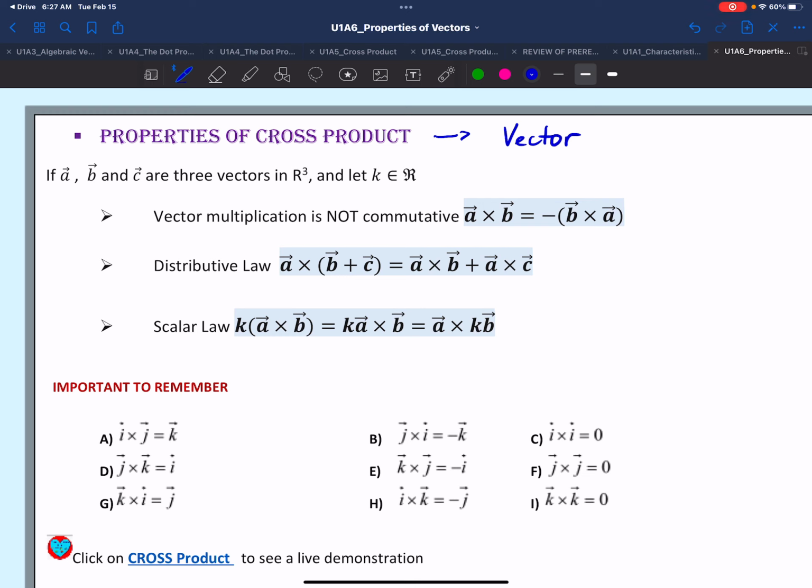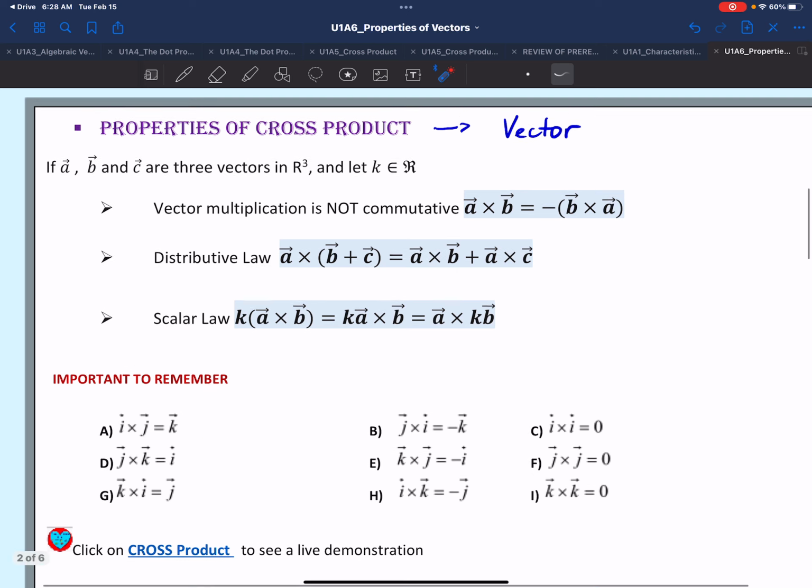Now, next is the distributive law, which states that a vector A crossing the sum of two vectors B and C would give A cross B plus A cross C. And the scalar law states that k, A cross B would be kA cross B. So k can go with the first vector or it can go with the second vector. A similar property was seen in scalar product as well.